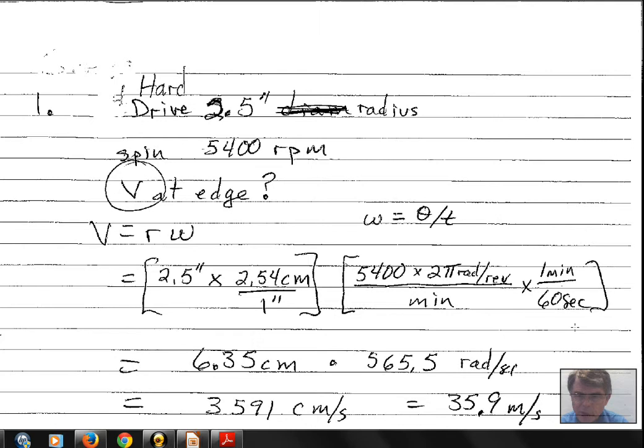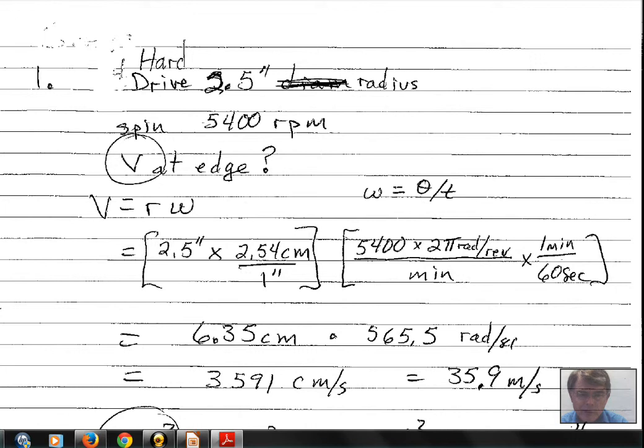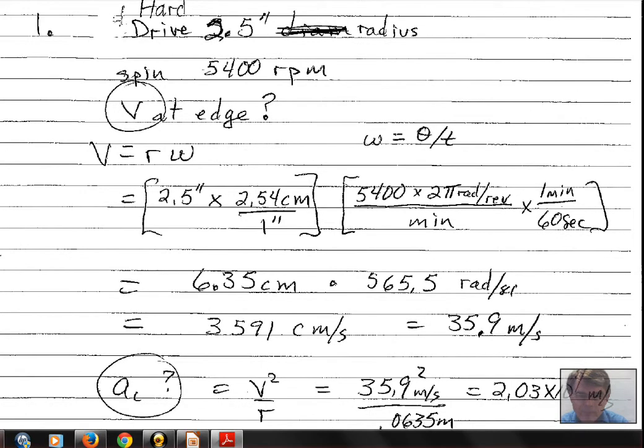Now, you should use your calculator and see if you agree with the numbers that are being generated here. And the last conversion, 100 centimeters for 1 meter. So multiply here by 1 meter divided by 100 centimeters. And I came up with 35.9 meters per second.